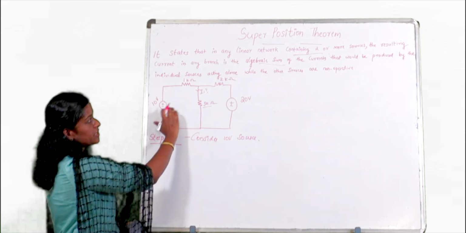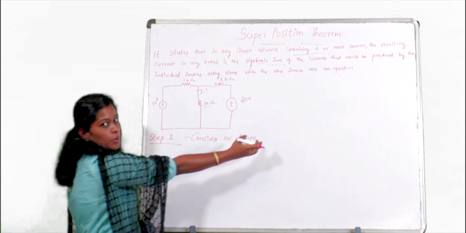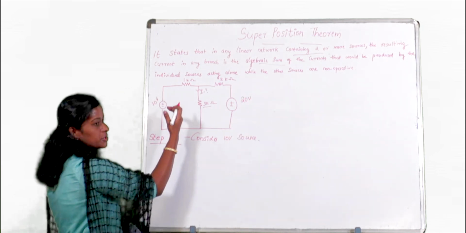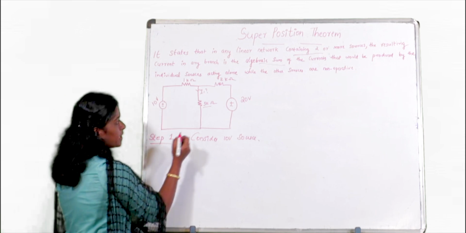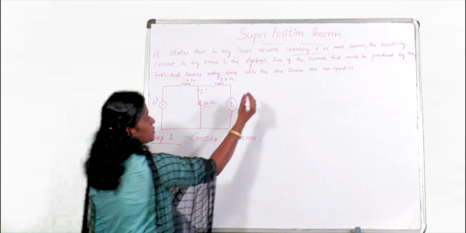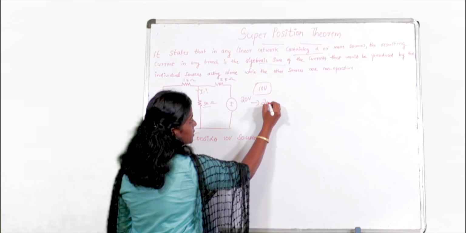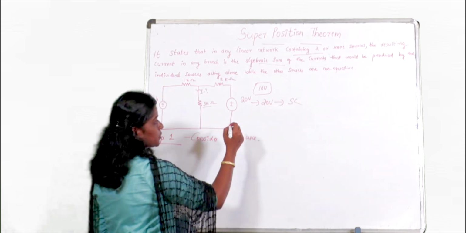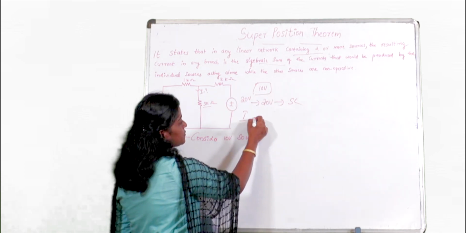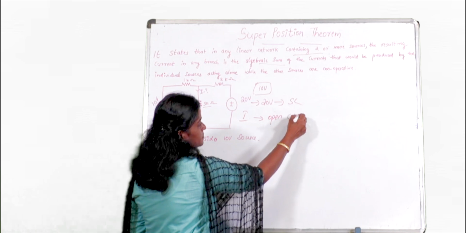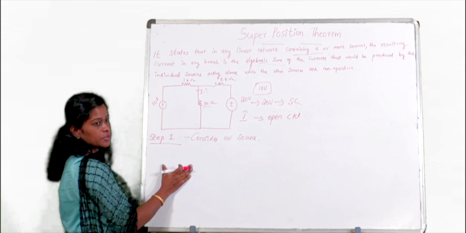According to the theorem, if you are considering one source, then the other source should be non-operative. So I am going to redraw the circuit by considering the 10 volt source. When considering the first source, the 20 volt source should be short circuited. If it is a voltage source, we short circuit it, and if it is a current source, we open circuit it.